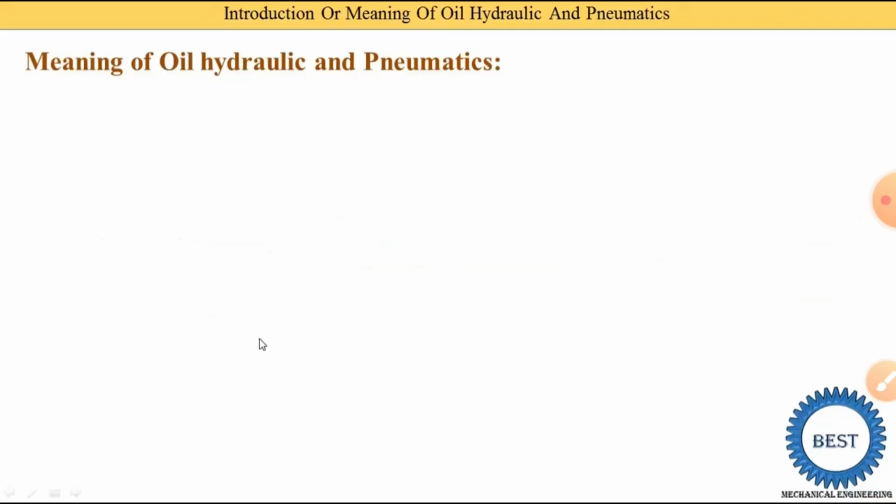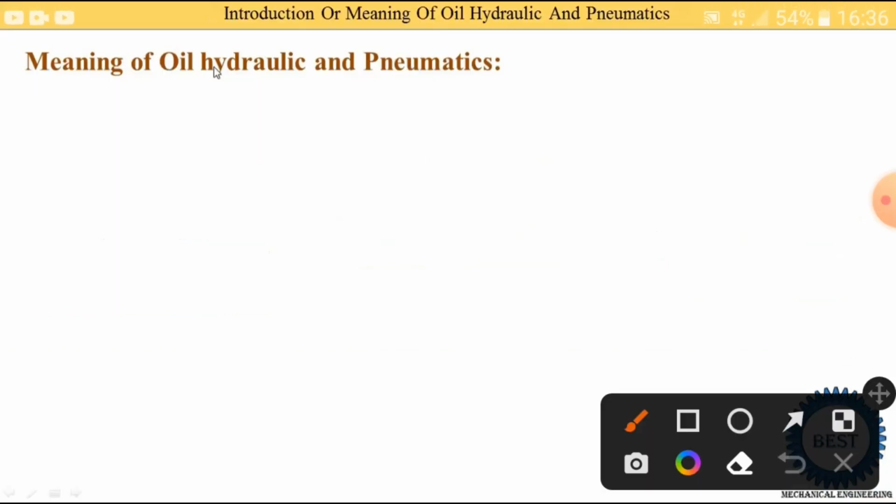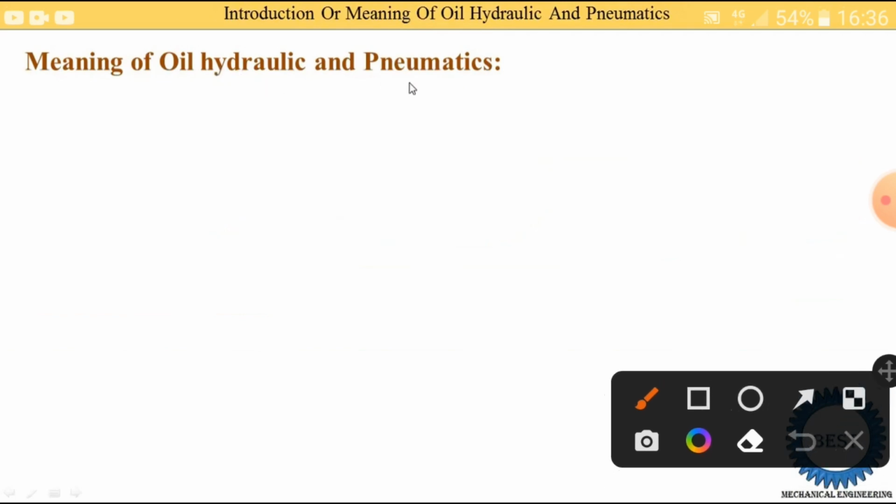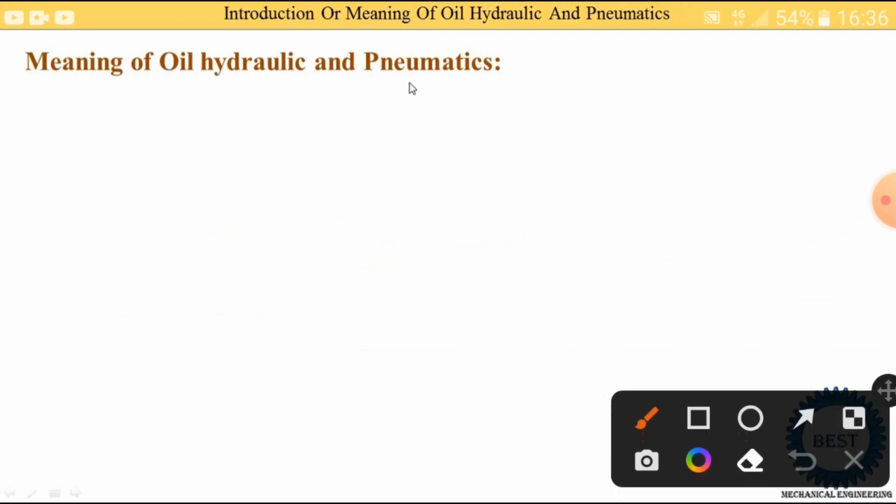So first we understand the meaning of oil hydraulics and pneumatics. This is one subject name, oil hydraulics and pneumatics. When you read this, you separate it into two words: oil hydraulics and pneumatics. But here I divide it into three separate words: first is the oil, second is the hydraulics, and third is the pneumatics. So the first word is the oil. What is the oil?